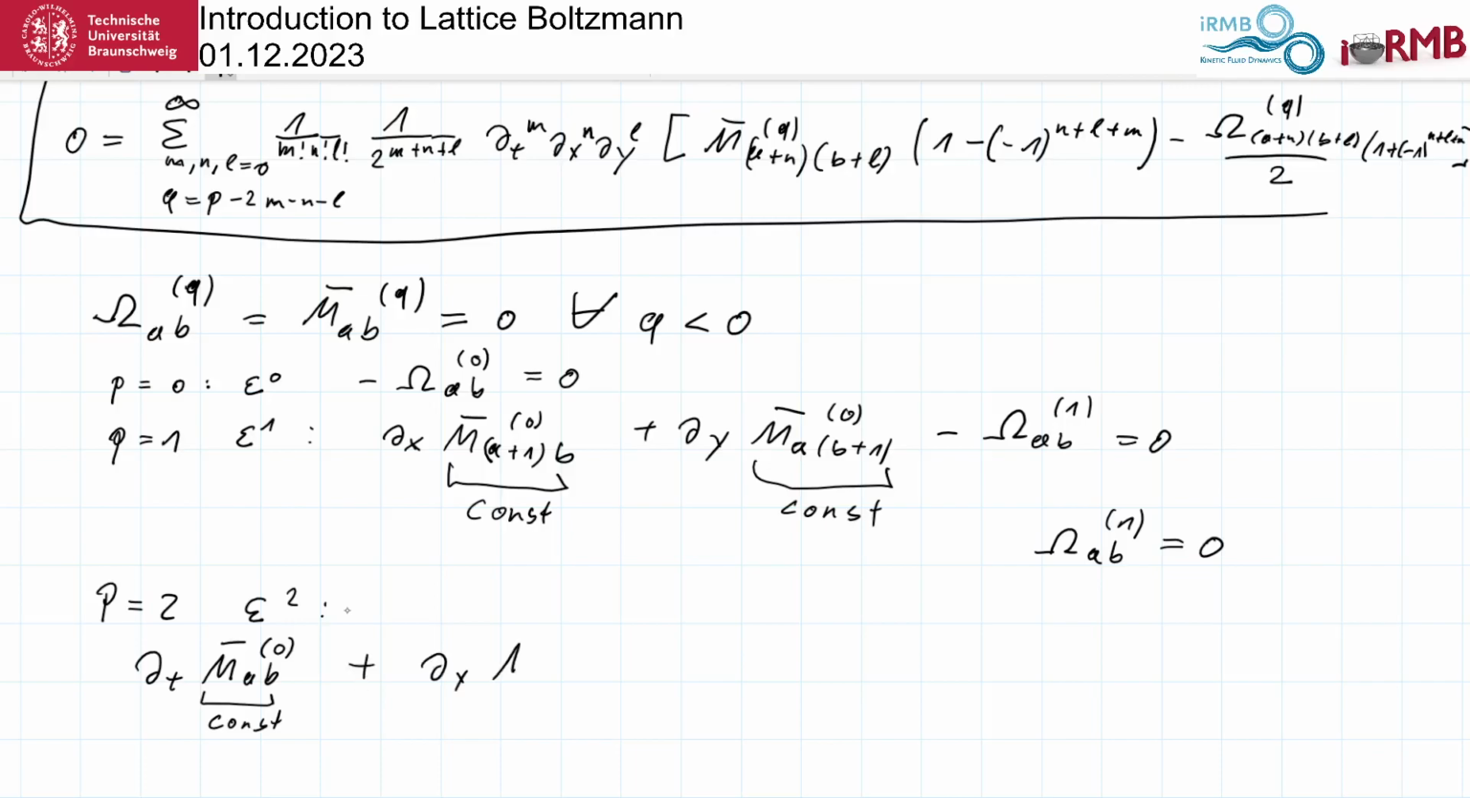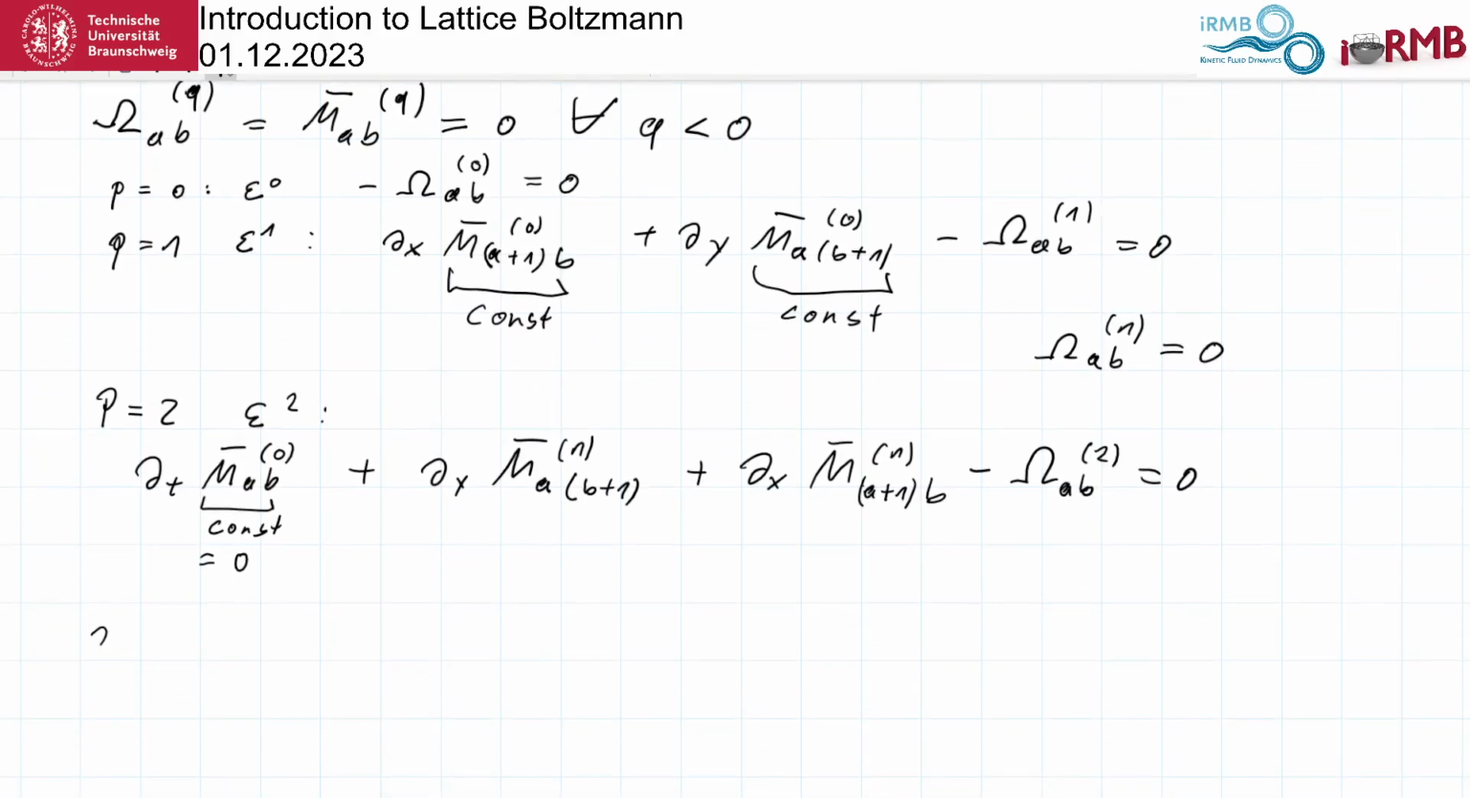Plus dy M_A first order. Okay, why do I write it this way? I don't know. Plus dx, usually I write x first. 1 a plus 1 b minus omega AB, the second order, is equal to 0. So because this is constant, this is 0.